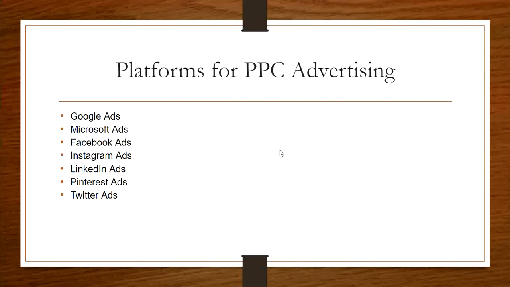Let's look at various platforms for PPC advertising. These are just some of the sample platforms listed here. Apart from that, there are various other platforms on which the PPC advertising is done. As mentioned earlier as well, any and every platform where you pay for a click is PPC. So that includes Google ads, Microsoft ads, Facebook ads, Instagram ads, LinkedIn ads, Pinterest ads, Twitter ads. Apart from this, there is Snapchat ads, there is ads done on Reddit, Quora, and a lot many other platforms.